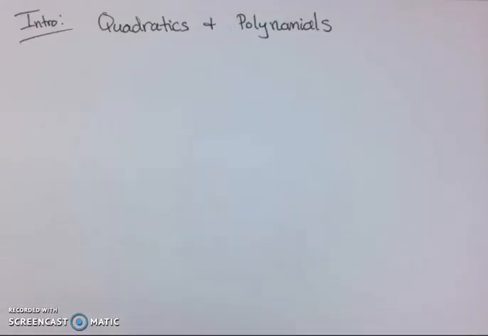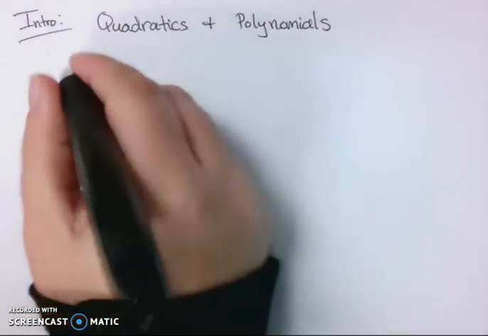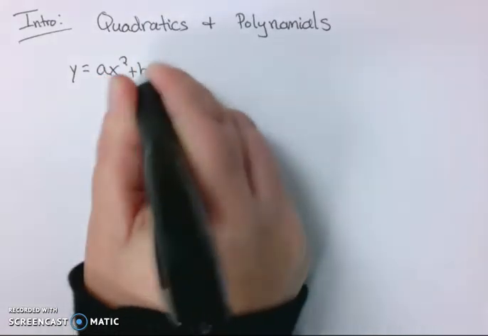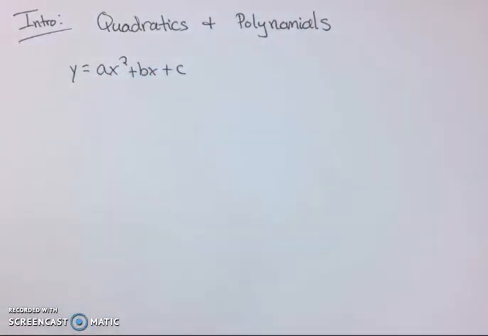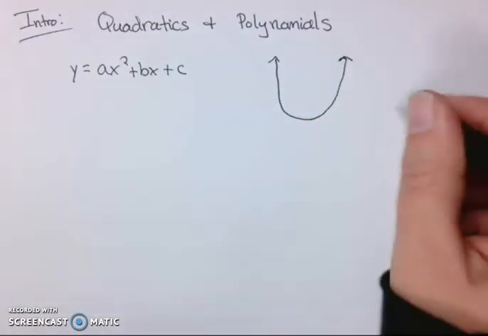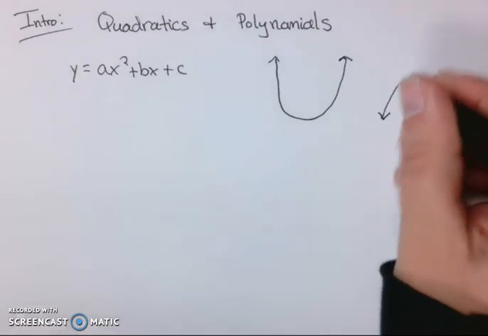So our last unit was about quadratics, and now we're moving into polynomials. These units are actually very closely related. What we learned about quadratics is it always has a certain form of equation, y equals ax squared plus bx plus c, and it always made a parabola. It always made this U shape, either going up or going down.